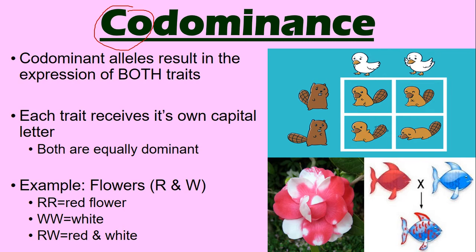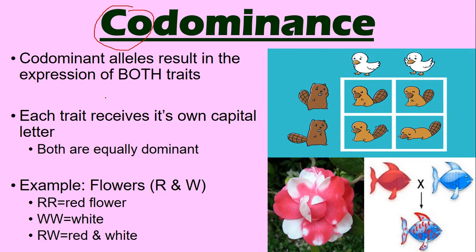Both traits. So if you look over here, this funny Punnett square, you have a duck and you have a beaver, and when they mate, which they can't because they don't have the right chromosomes or parts, it results in something that looks like platypuses. I don't know what the plural is. But as you can see, they're sharing the beak and the tail, they're codominant, so that's how that works. You can also see flowers that have both white and red on them, or fish that are striped with two different colors.